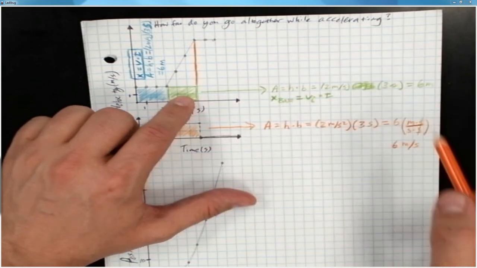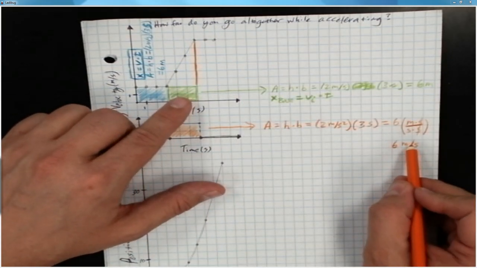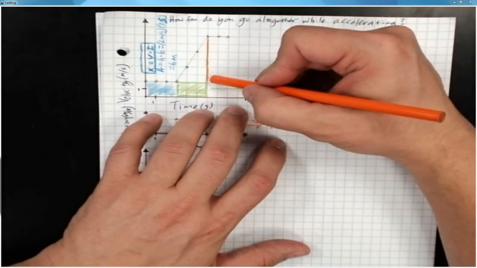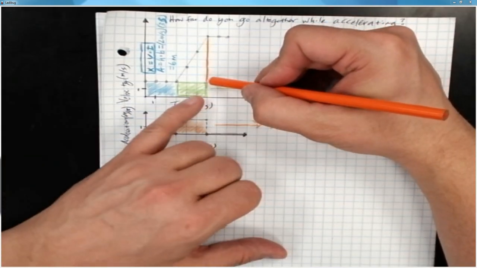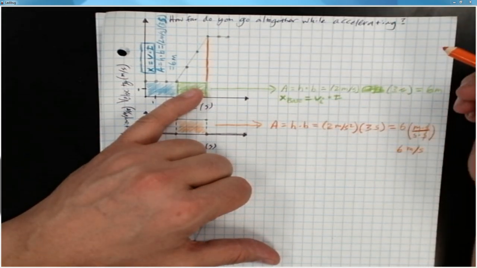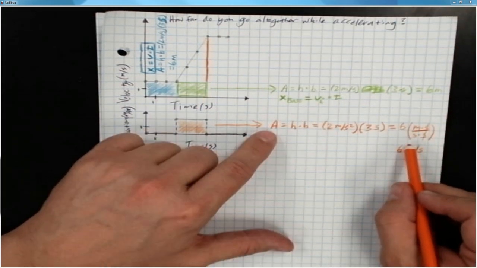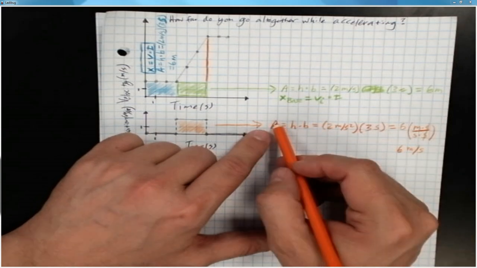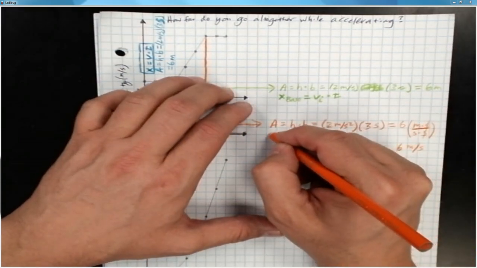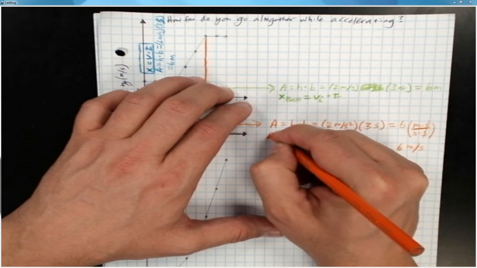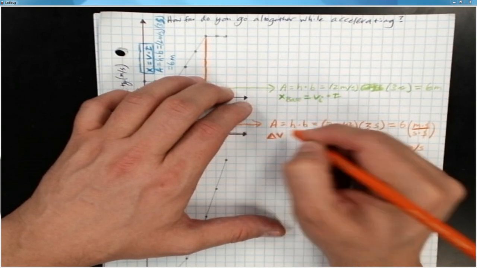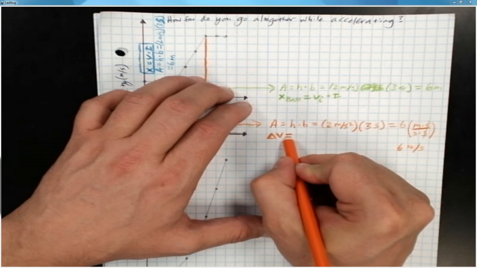This side of the triangle is this. What is this? In words, this is the change in the velocities. How much my velocity changed from my initial to my final. Oh, so this is change in velocity, and that's what the area is. It is 6 meters per second. So this is the change in my velocity. And what is that equal to?